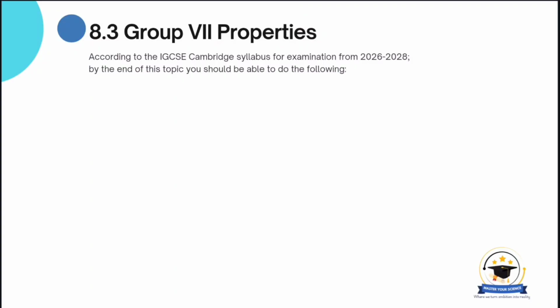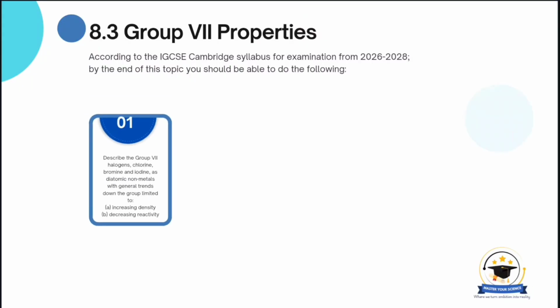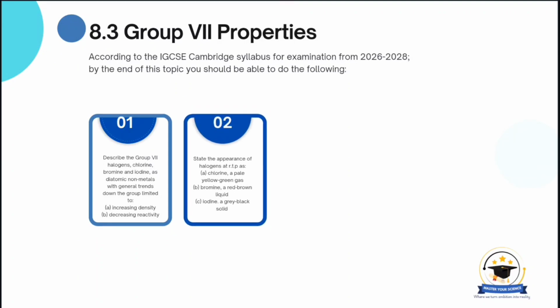This next section is group 7 properties, and according to the IGCSE Chemistry syllabus for examination from 2026 to 2028, by the end of this topic you should be able to do the following. 1. Describe the group 7 halogens, that is chlorine, bromine, and iodine, as diatomic nonmetals with general trends down the group limited to increasing density and decreasing reactivity.